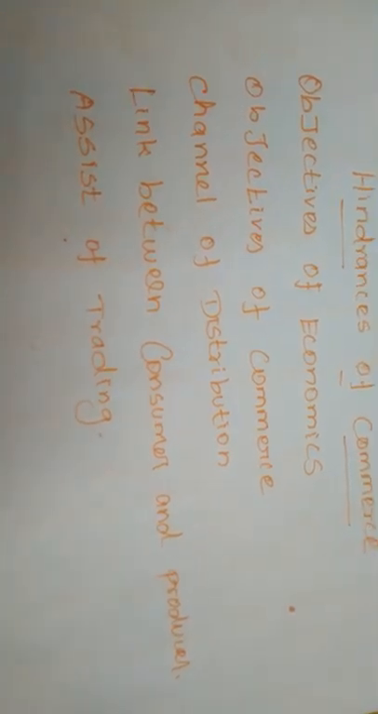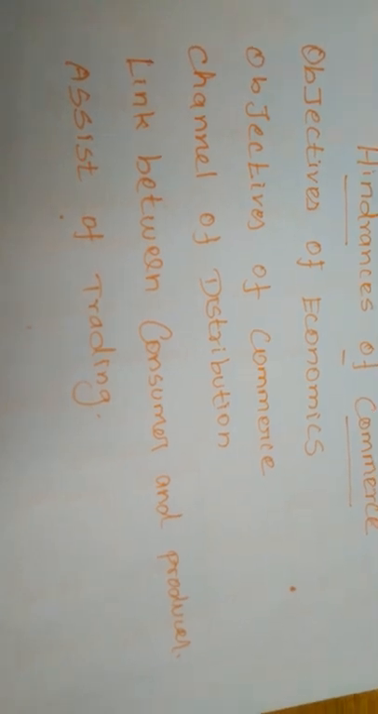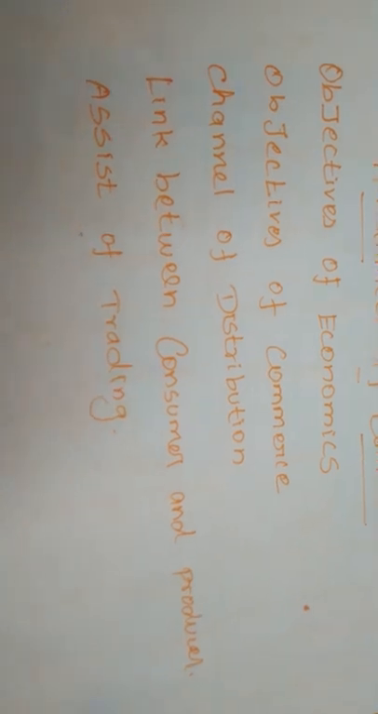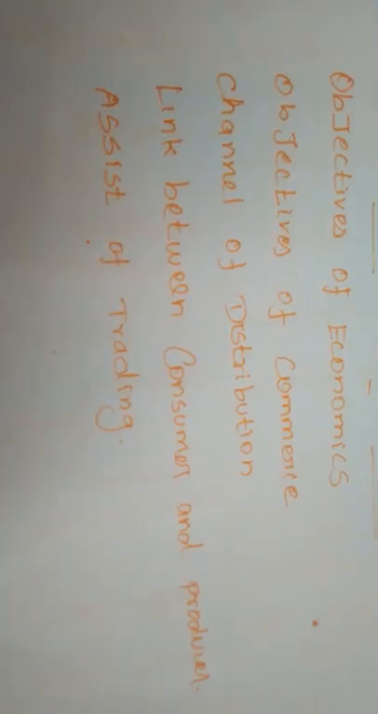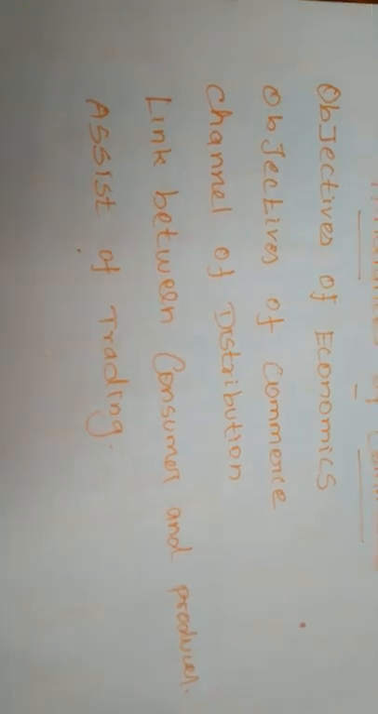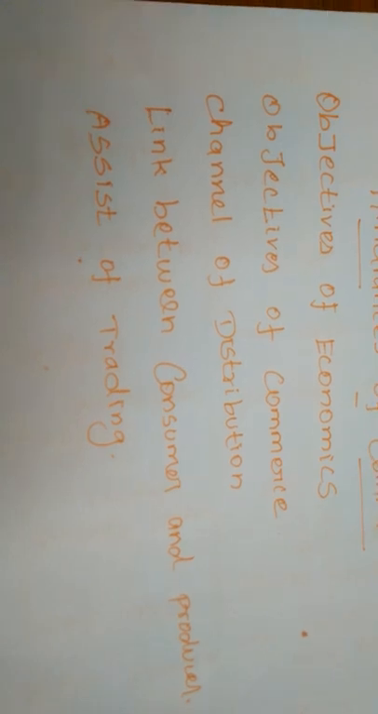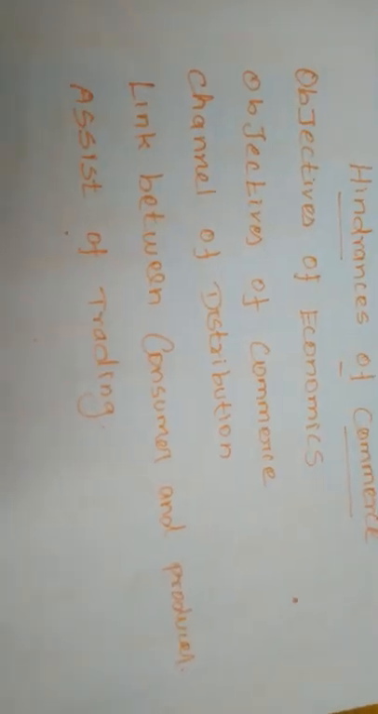It also provides a variety of services to ensure the passage of goods and services between the two, that is, the producers and the consumers. The channel of distribution, the transport facilities, the banking facilities, and many other aids to trade. So we have to know about the aids to trade.